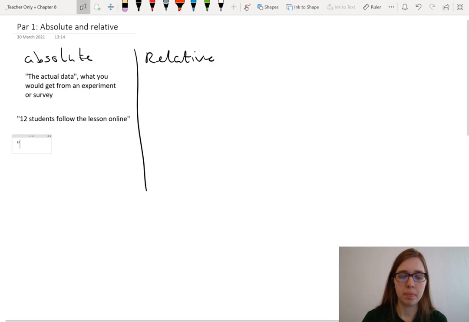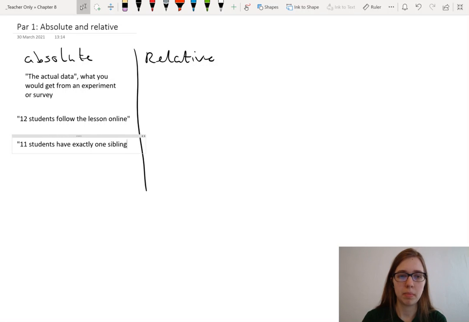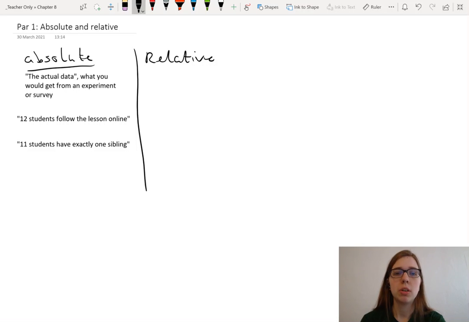Or 11 students have exactly one sibling. It tells us about the actual number of what happens. So that's absolute data. What is more useful, however, is to compare this to things, to get a ratio number, to get a percentage or a fraction. And that is where we get to relative frequency.